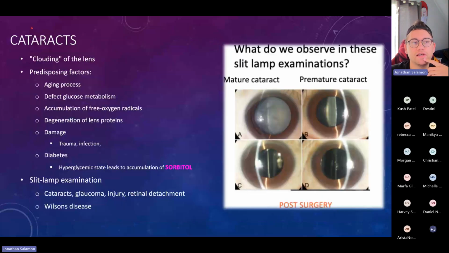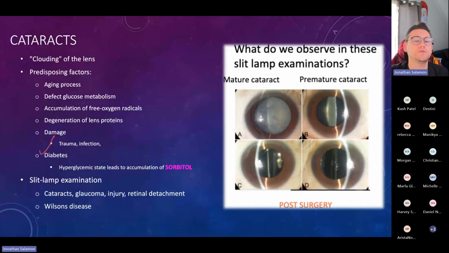So the first pathology is cataracts. Everybody's familiar with cataracts, right? It's the clouding of the lens. The lens gets cloudy, you can't see out of it, right? That makes perfect sense. The predisposing factors, the two big ones are aging and diabetes. And the reason for this, obviously, as you get older, proteins break down and accumulate, and they start to build up in the lens.